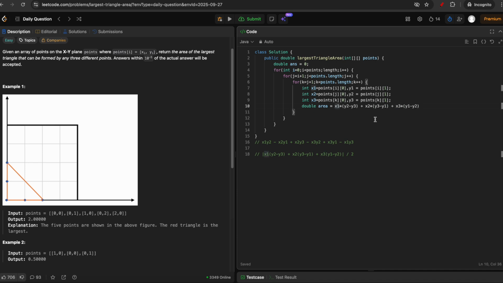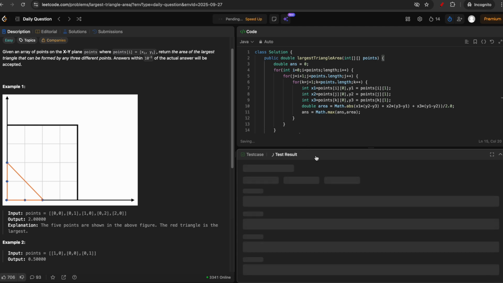And also take the absolute value of this, so we can use Math.abs, divided by 2.0. We use 2.0 because we want the division to be in double. Otherwise, this division will be in integer. And once we have the area, let's compare it with our answer: answer equal to Math.max of answer comma area. And at the end, just return the answer.